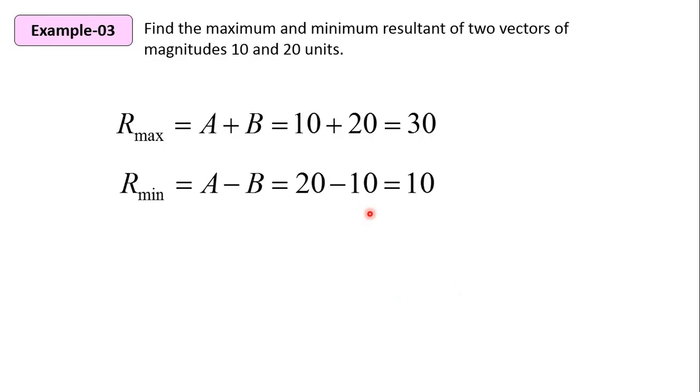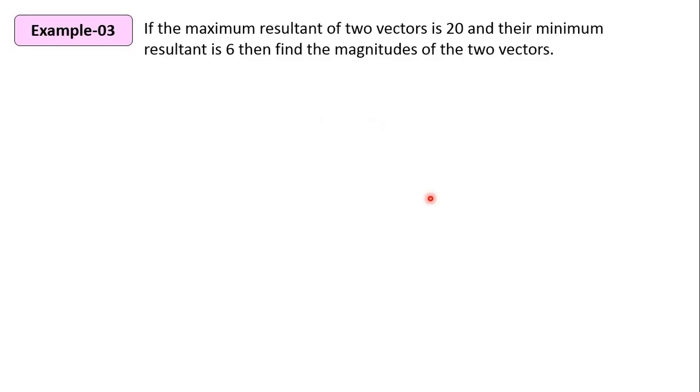First question is to find the maximum and minimum resultant of two vectors of magnitudes 10 and 20 units. So the formula we know: R max is equal to a plus b. Maximum resultant is a plus b. So that is 10 plus 20 is equal to 30. And the minimum resultant is a minus b. That is, we take the bigger one first. So 20 minus 10 is equal to 10. That's a simple question. Let's go to the next question.